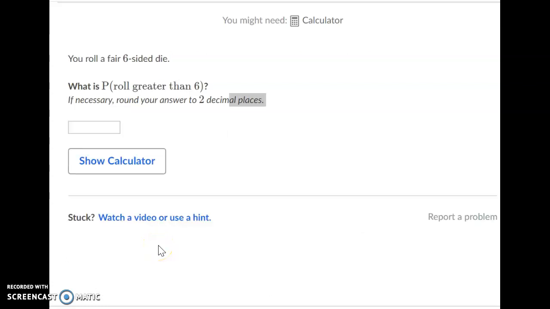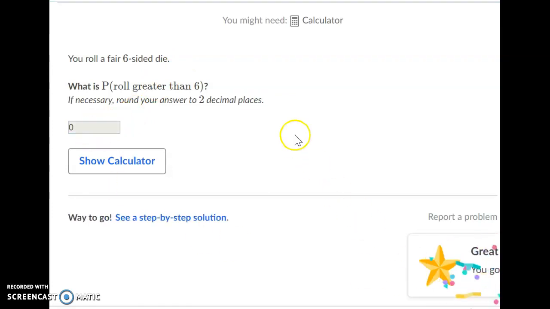Of course, they may throw in something just to try to trick you. Here, you roll a fair 6-sided die. What's the probability that you'll roll a number that's greater than 6? Well, there are no numbers greater than 6, so the probability of this is 0. This is a special case of what we call impossible. 0% means it simply cannot happen. If you had something like the probability of rolling a number from 1 to 6, that would be 100%. That's considered certain.